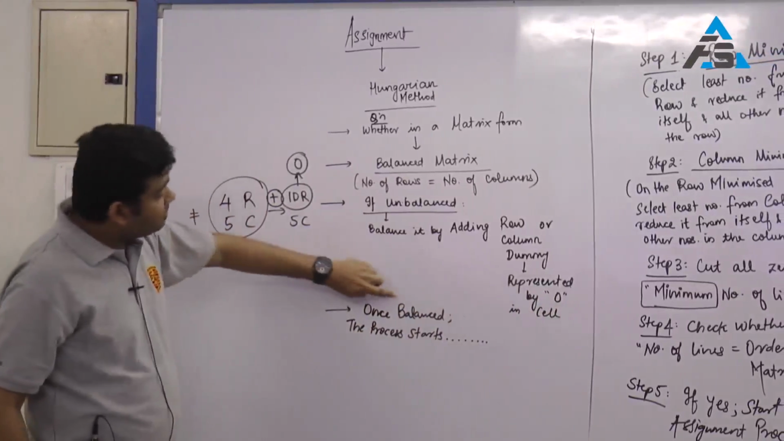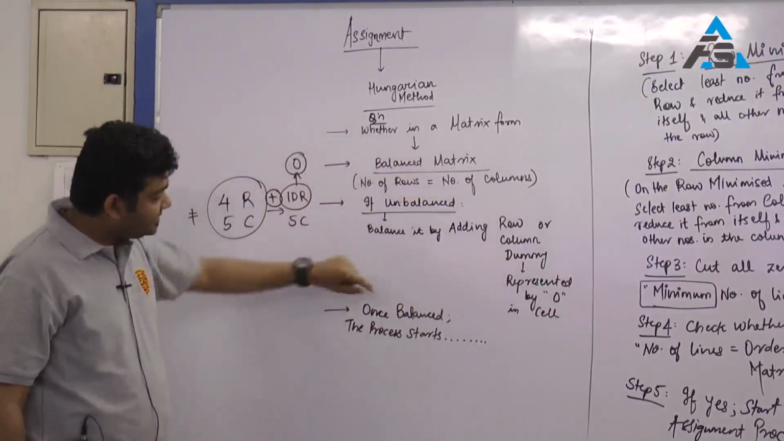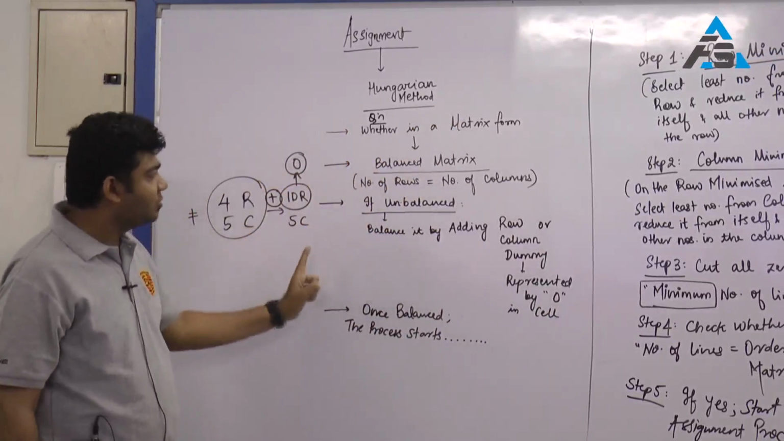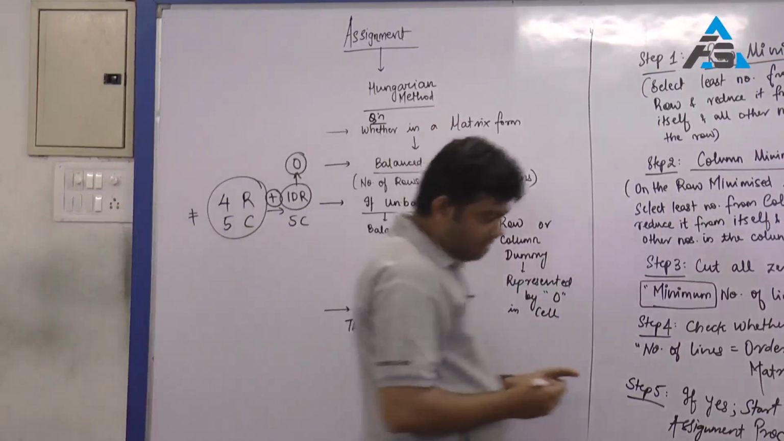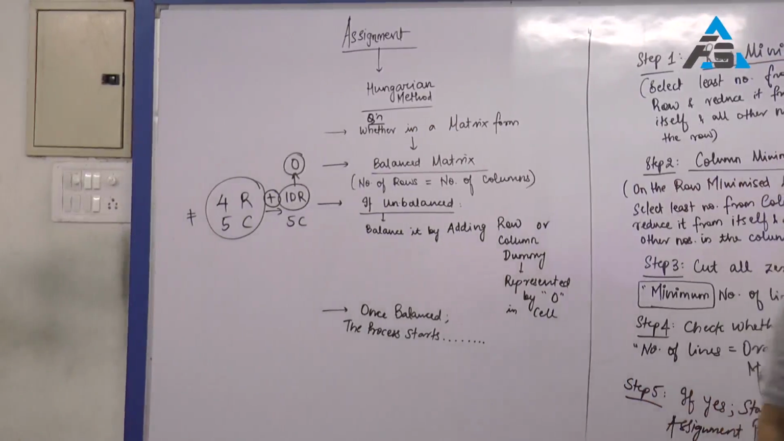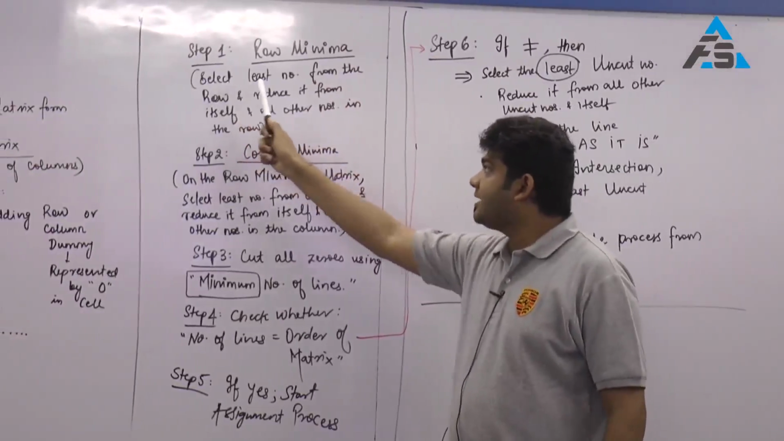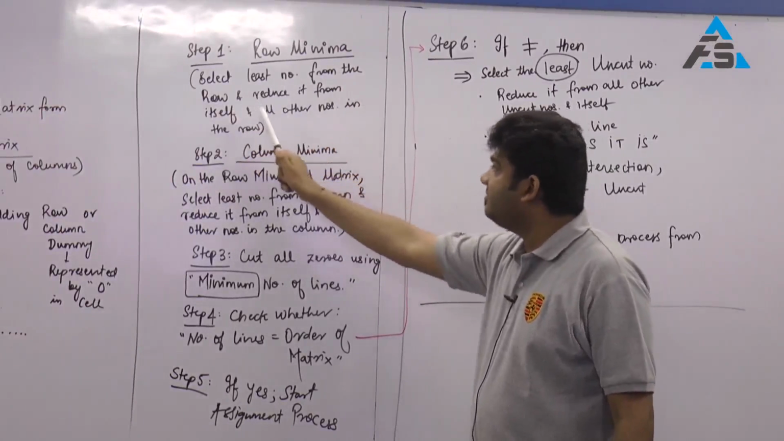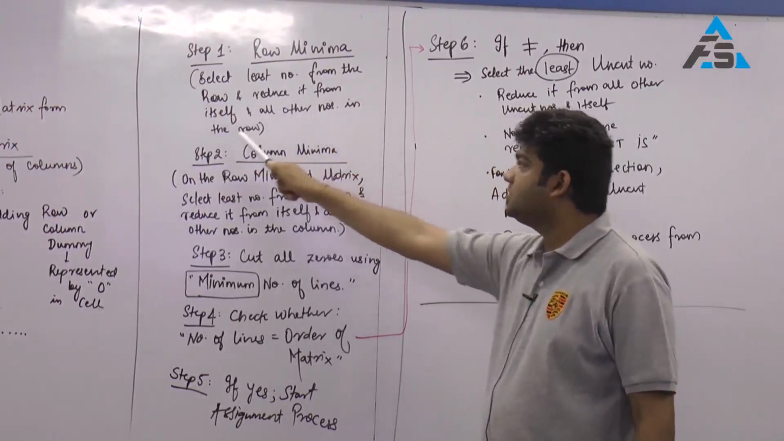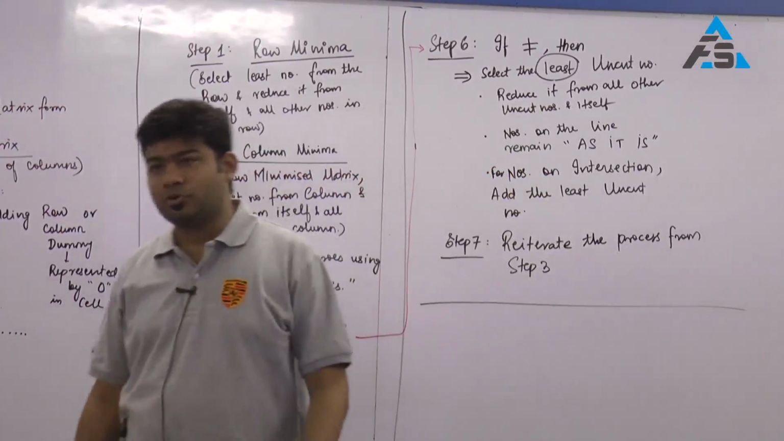Next, once balanced, what the matrix which is made by us, once it is balanced, that is number of rows is equal to number of columns, then the process starts. Step 1. Step 1 is row minima. What is row minima? Select the least number from the row and reduce it from itself and all other numbers in the row. So 1, 2, 3, 4. Say for example there are 4 rows.